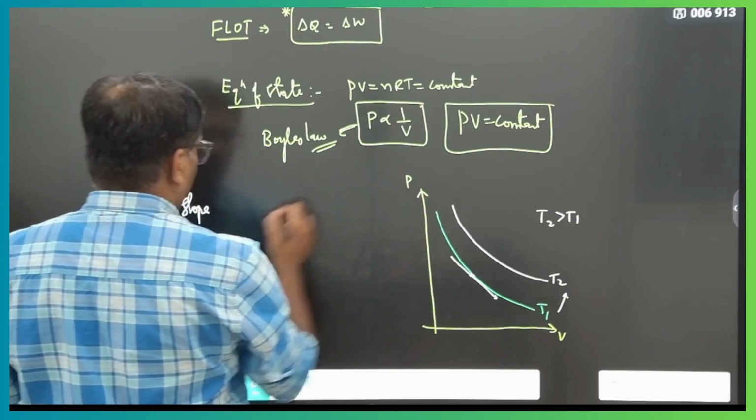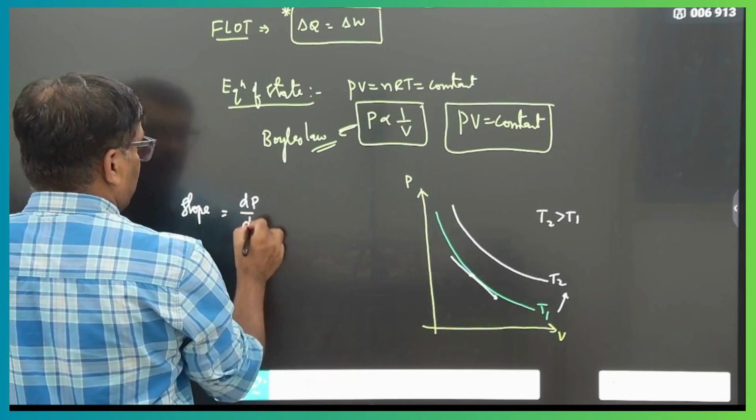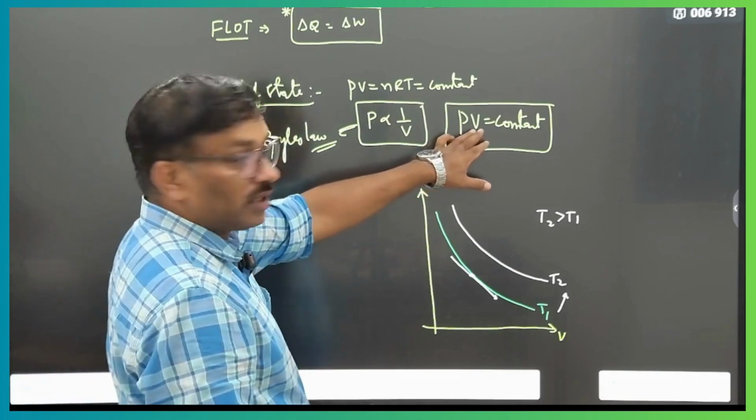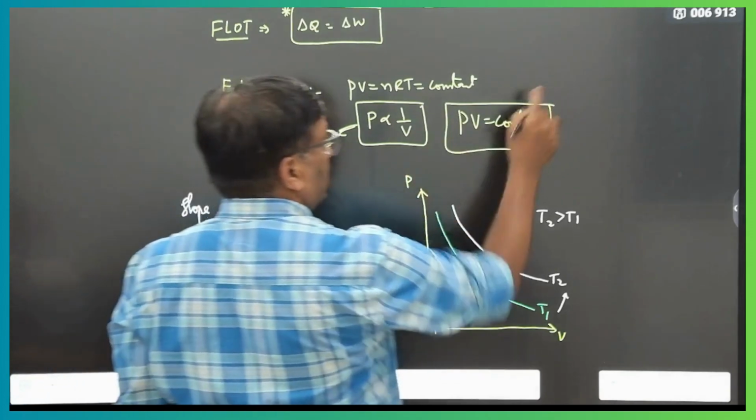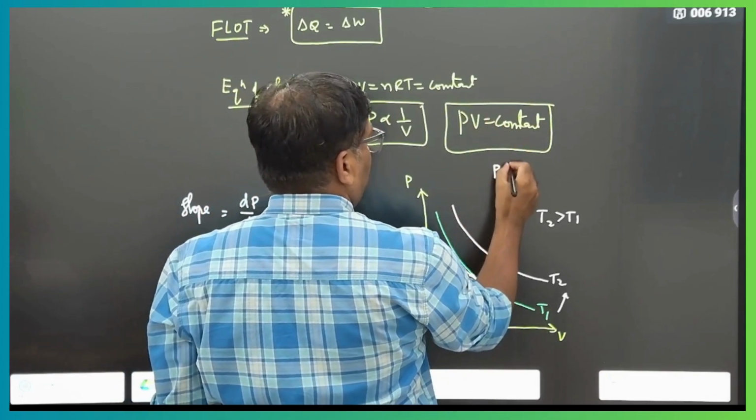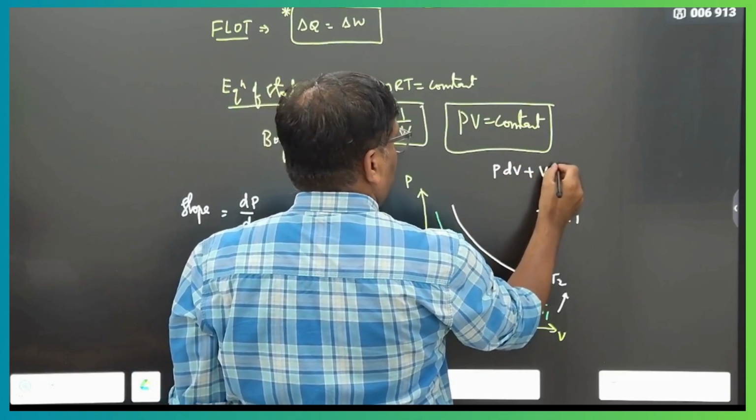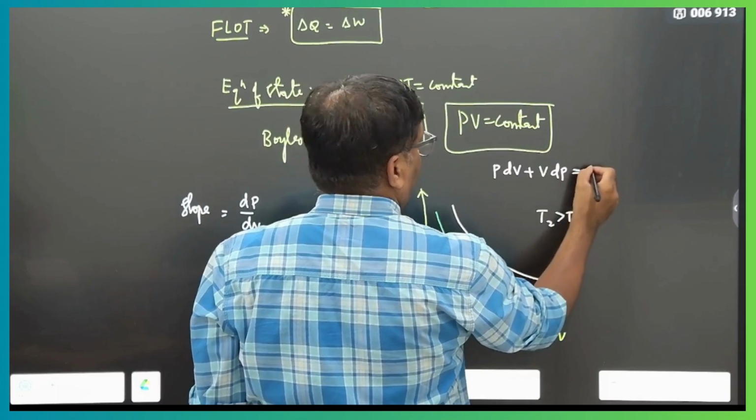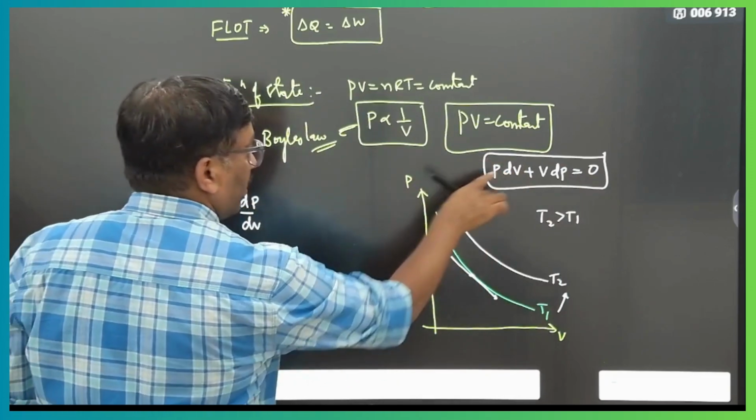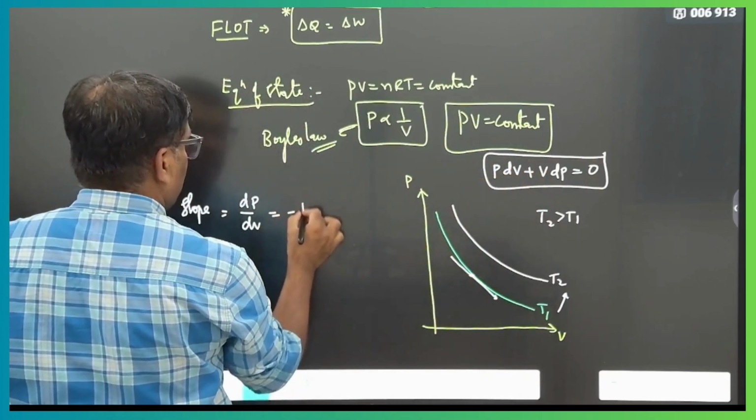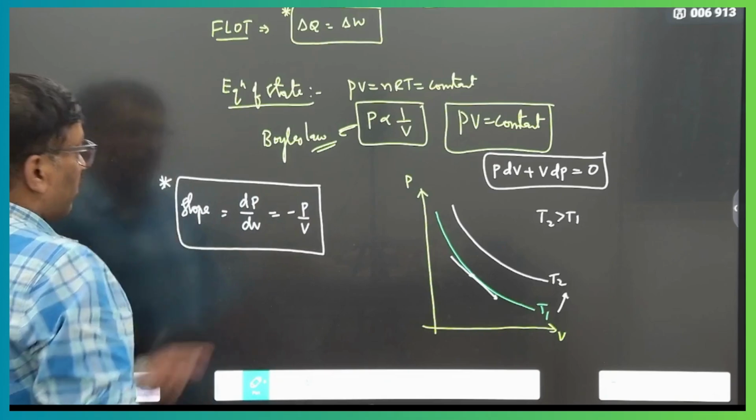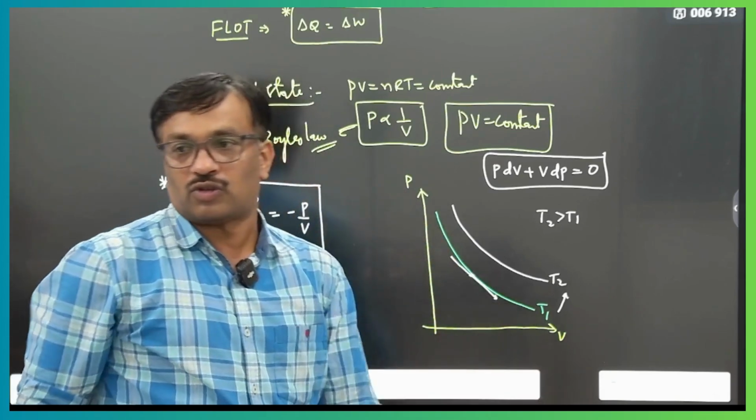Slope means change in value. Therefore, we want to calculate dP by dV. How can this slope be calculated? You take the equation PV equals constant and differentiate it. What do we get on differentiation? P into dV plus V into dP, using the product rule, will be equal to 0. From this you can calculate dP by dV, which gives minus P by V. This is the slope of the isotherm curve. Minus means it is a negative slope here.